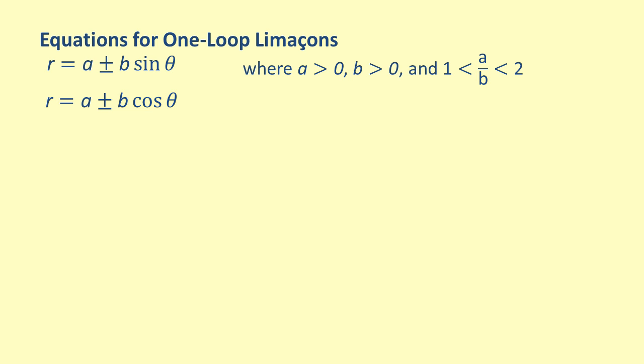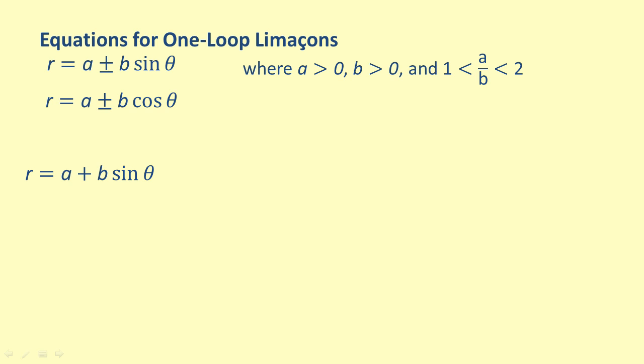We also have some conditions for a and b. Both a and b must be positive numbers, and the ratio between a and b must be between 1 and 2. This means that a must be greater than b, but less than 2 times b. Although we have two forms, we technically have four equations for limaçons.